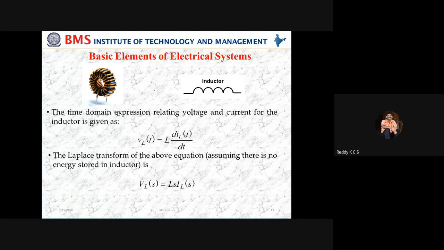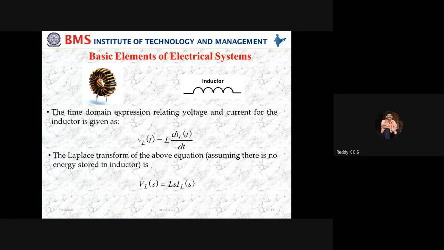So v(t) = L di/dt. This will be transformed into a Laplace transformation. Then we can have V(s) = L di/dt, which, neglecting the initial conditions, becomes s I(s). So V(s) = L s I(s) is the Laplace transformation of the above time domain expression.